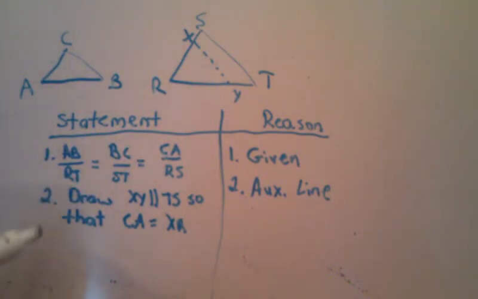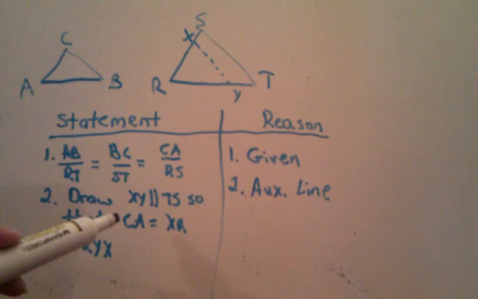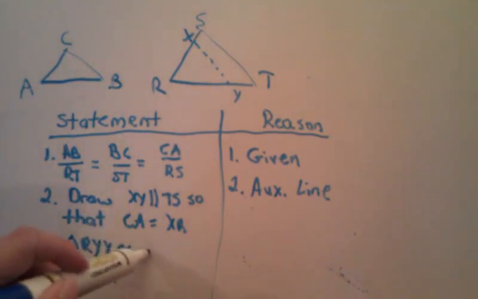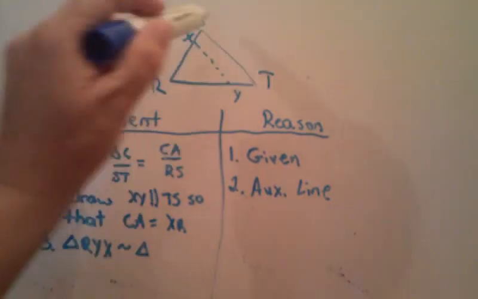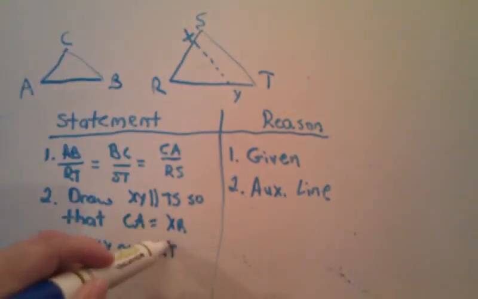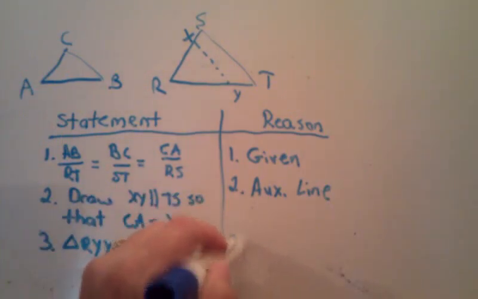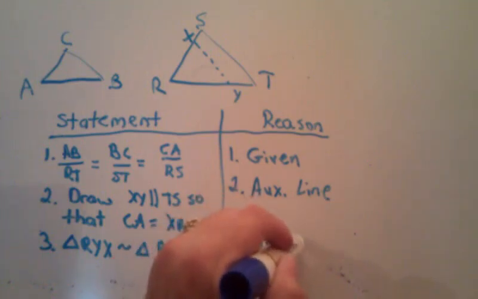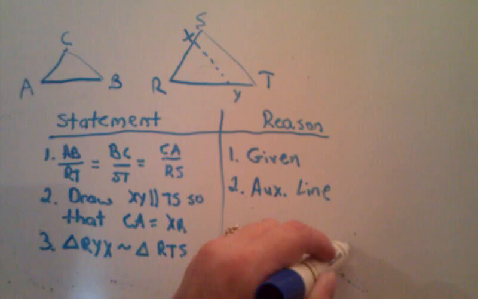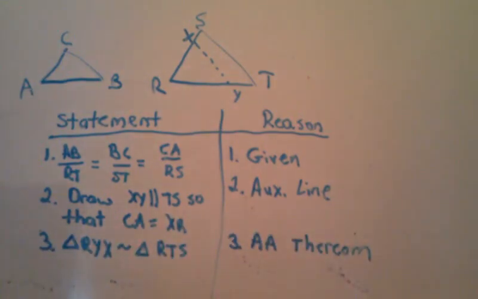Now I can say number 3. I can say that triangle RYX is similar to triangle RTS. This is the AA theorem.